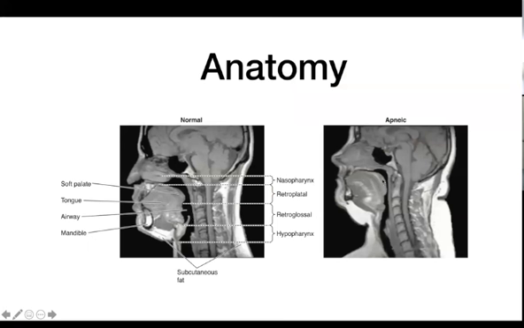This patient, their tongue is pushed back. So it doesn't even necessarily have to be a big tongue. It could just be their jaw is pushed back a little more. This is just the way they look. Some people just look that way, right?